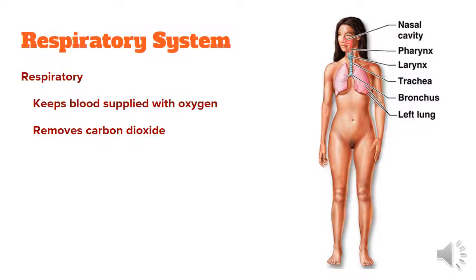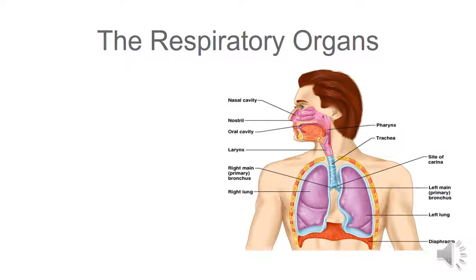All right, your respiratory system keeps the blood supplied with oxygen and removes carbon dioxide. We'll talk about this more in depth right here. So you've got your respiratory organs. It starts with your nose and your mouth. So you breathe in air, it goes into the nasal cavities.